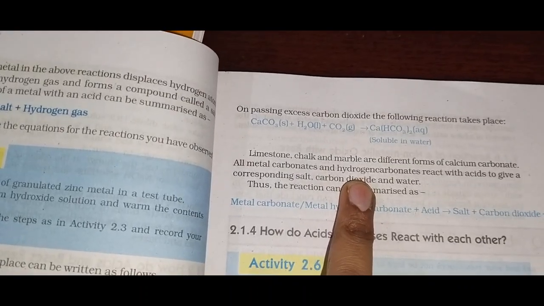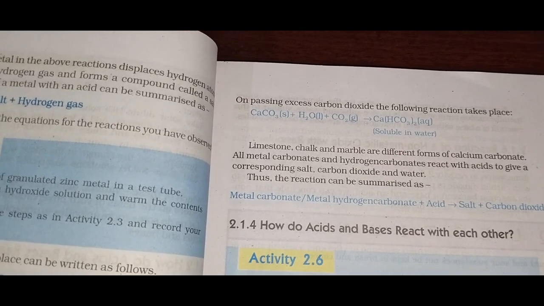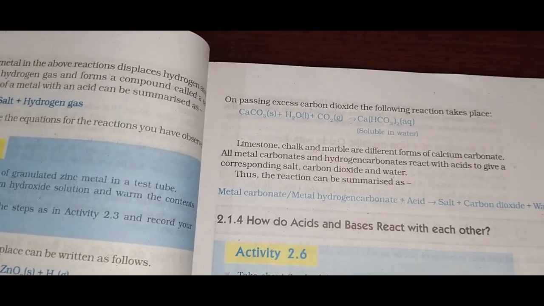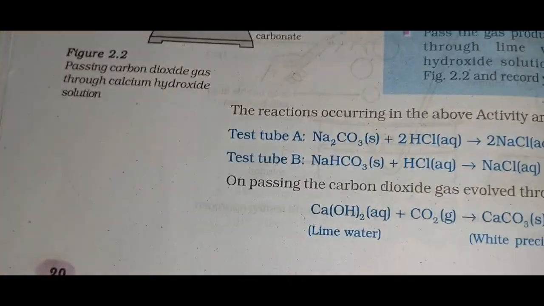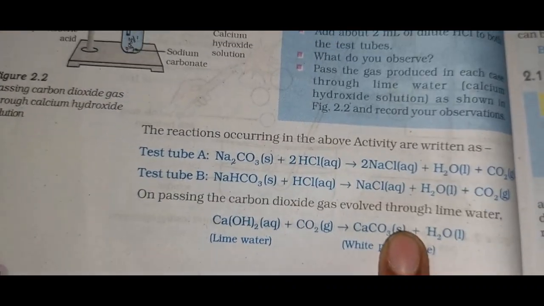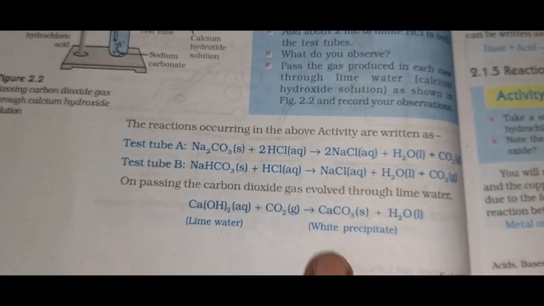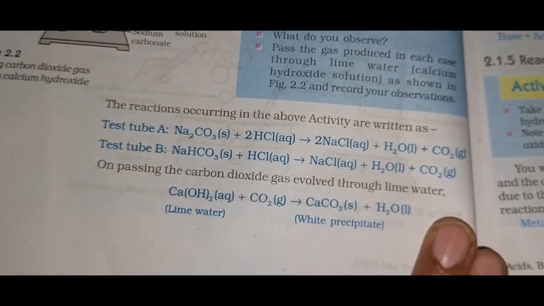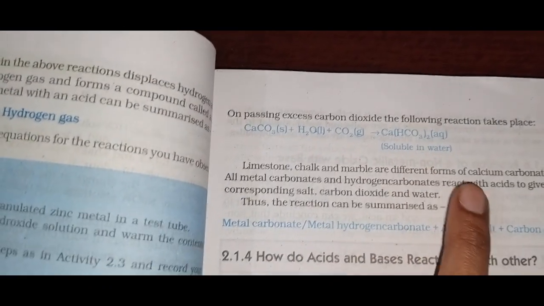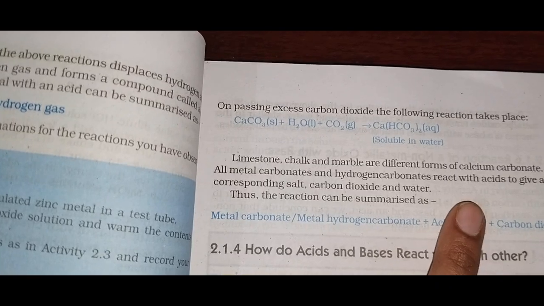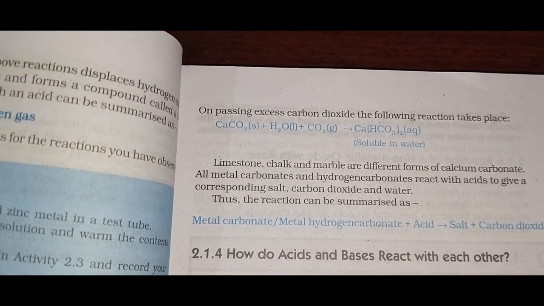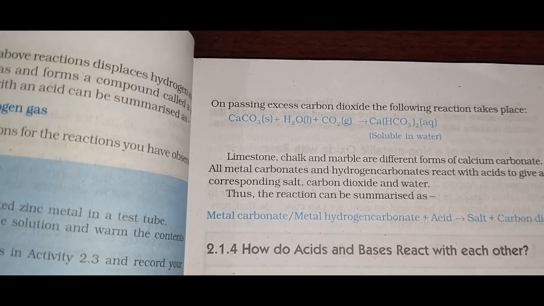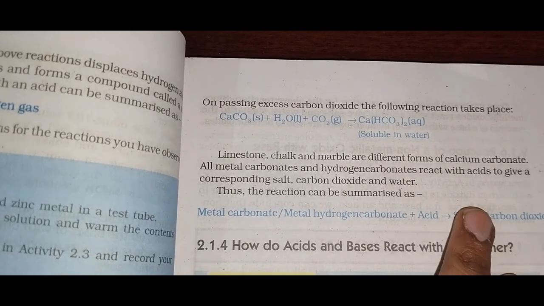On passing carbon dioxide, the following reaction takes place. So what happens when we pass more carbon dioxide? Calcium carbonate white precipitate is already formed, along with water. So calcium hydroxide plus CO2 gives calcium carbonate plus water. When we again send excess carbon dioxide, it reacts with the calcium carbonate and water to form calcium bicarbonate, which is soluble in water.